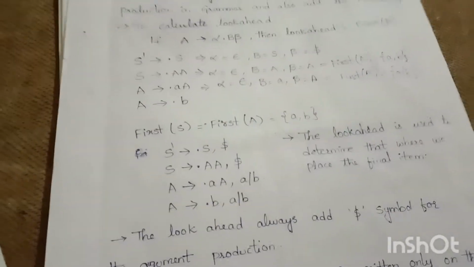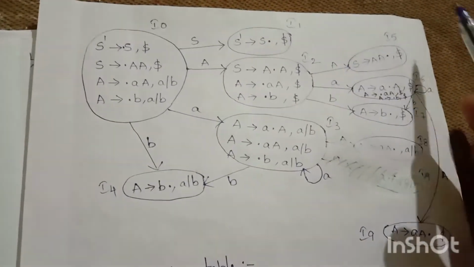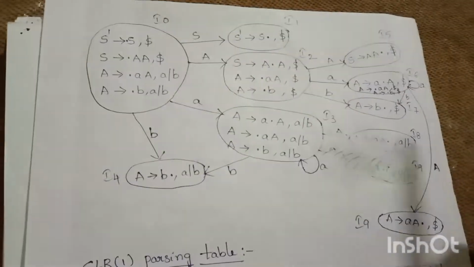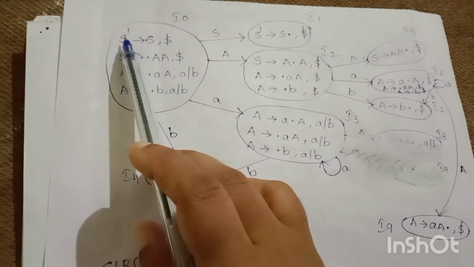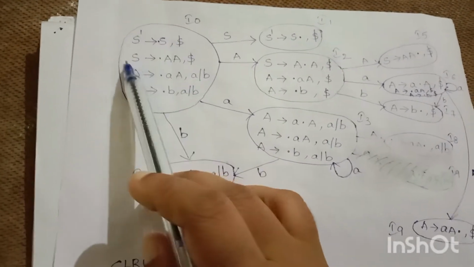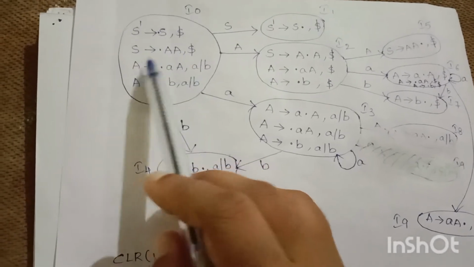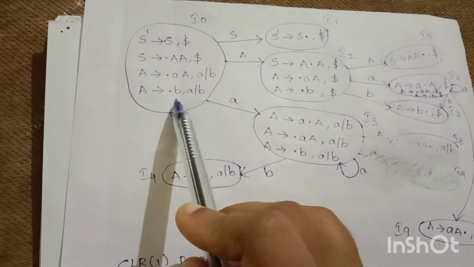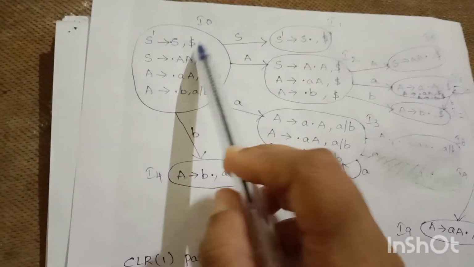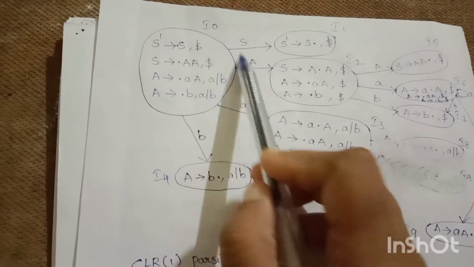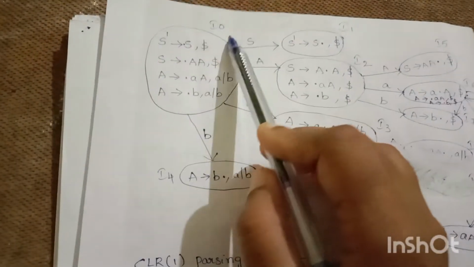Okay. So the next step is drawing of the data flow diagram. The data flow diagram is nothing but whatever grammar we have taken, that you need to take. That is S dash tends to dot S, S tends to dot AA, A tends to dot aA, and A tends to dot b. Along with that, you need to place the look ahead symbols also, that is dollar, dollar, a/b, a/b. So this I am considering as state I naught.